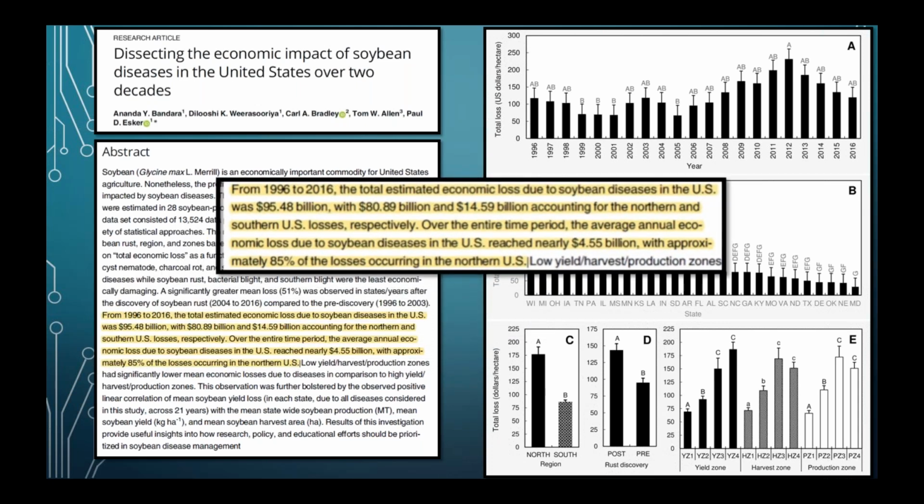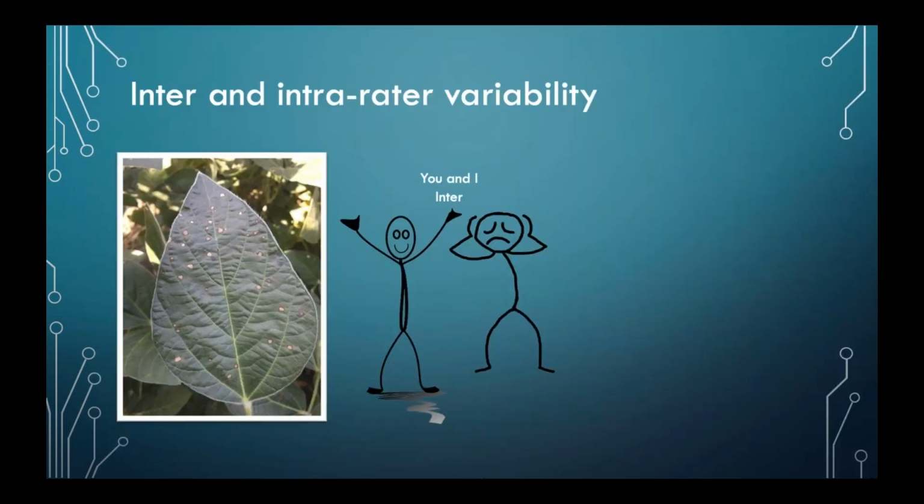And so that was between those two decades. And so as we go into figuring out what it was, how much is there, and what do we do? Well, there's this thing called inter- and intra-rater variability.